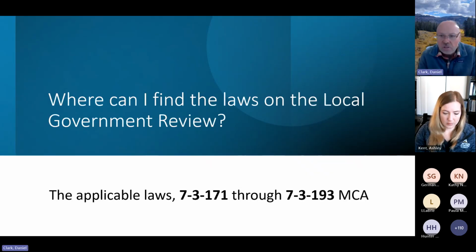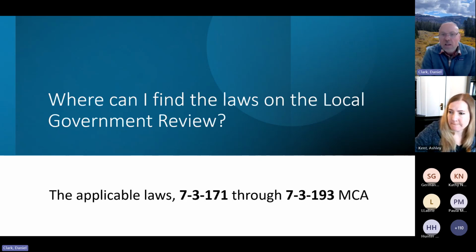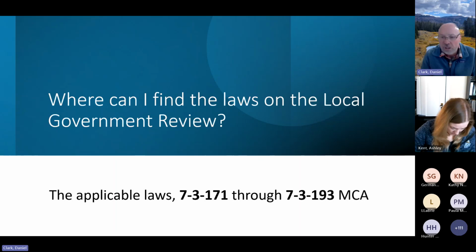So where can we find the laws relating to this local government review? In Title 7, Chapter 3, Part 1 is the section that deals with changing your local government. And so the particular laws, 171 to 193, deals primarily with the local government review. But that entire section deals with if you wanted to change in the interim, or how would a government go about changing their current or existing form of government, or make a modification to it. So that whole section of law deals with it. And that last section, 171 to 193, deals specifically with this decennial voter review process.